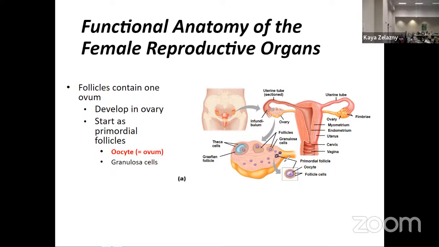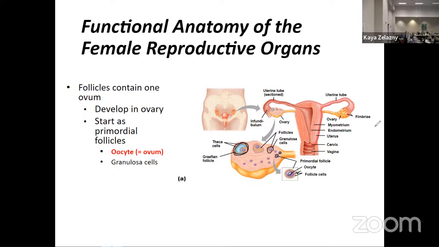As they develop, we're going to see that they get bigger, and we're going to name parts of them differently, as well as the cells surrounding them. So we can see the primordial follicle here. We can see that there's an oocyte within it, as well as some follicle cells forming a shell. As it gets bigger, we start to name granulosa cells. And now we're just going to call them follicles as they develop. We can then see that we form another layer around the collection of cells at this point called our theca cells. And then our follicle here is called a Graafian follicle.